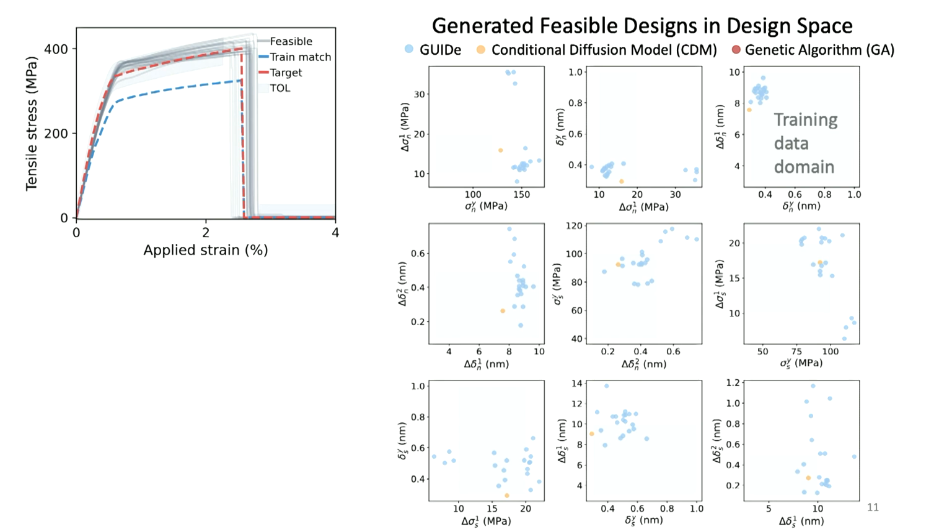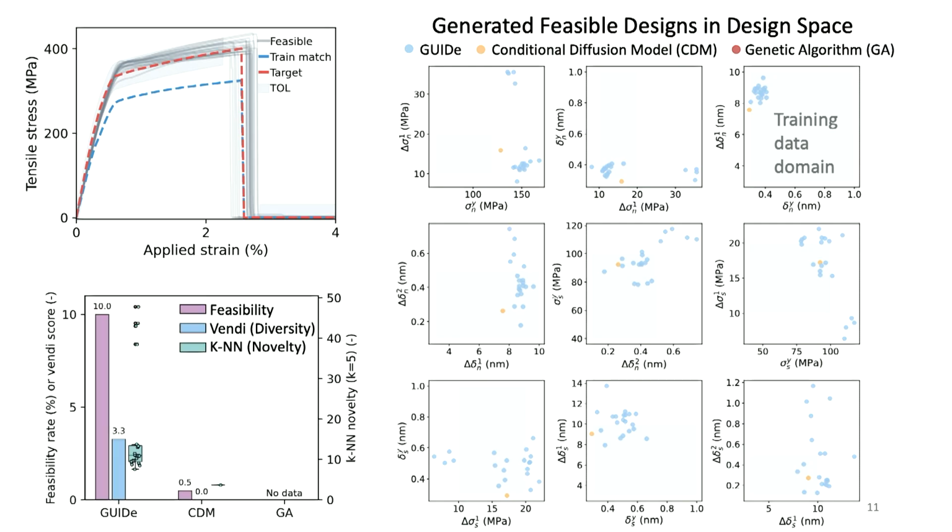Again, red here is our target. Blue here is the best match, basically the closest match from the training data. And we can see on the right, we compare the designs generated by GUIDE with those generated by the conditional diffusion model and the genetic algorithm. Interestingly, the genetic algorithm didn't find any feasible designs. In the right plot, we only show feasible designs, how they distribute in the design space. For the conditional diffusion model, we can discover one feasible design, but for GUIDE, we can discover multiple.